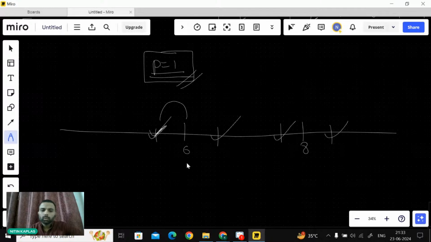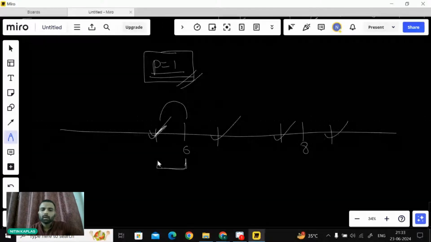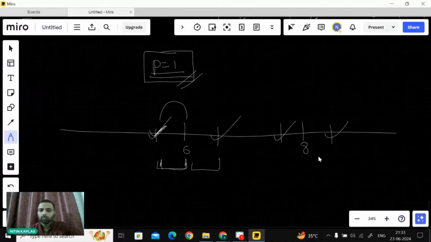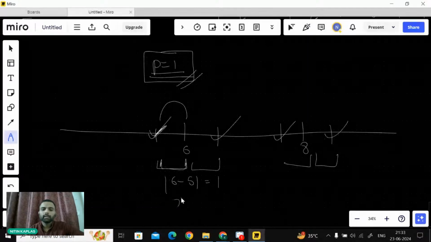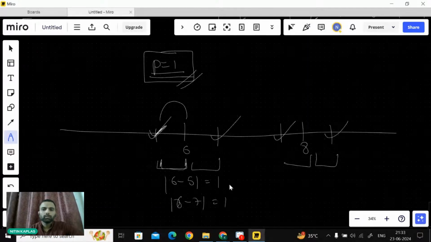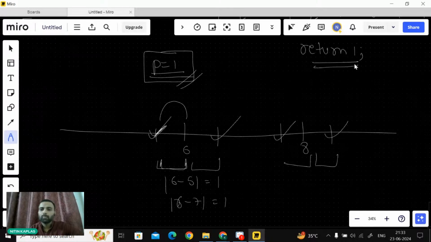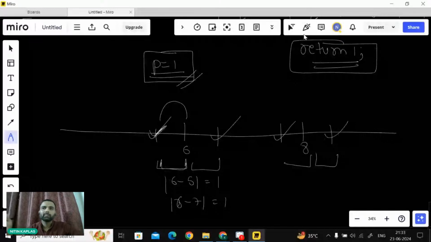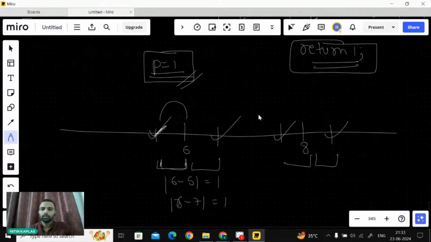So what is the difference between these? Because P is 1, it means 6 minus the adjacent value, which is 1, or 6 minus 7, which is 1. I want 1 because in that case I simply return 1. If my P equals 1, simply return 1. I just buy adjacent to my police station, so in that case I simply return 1.